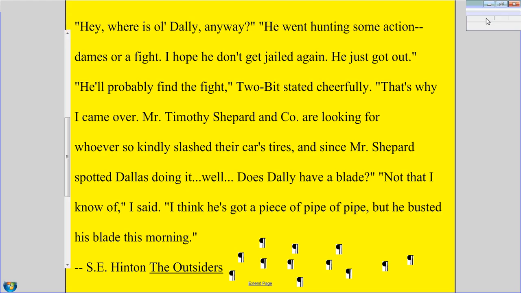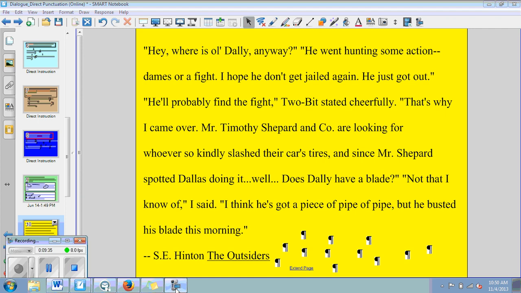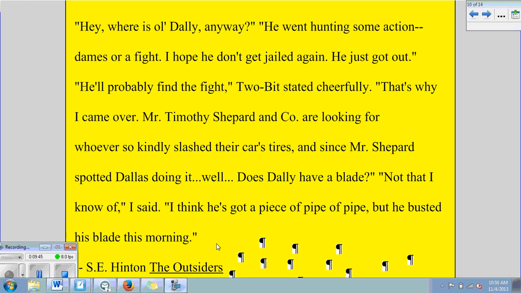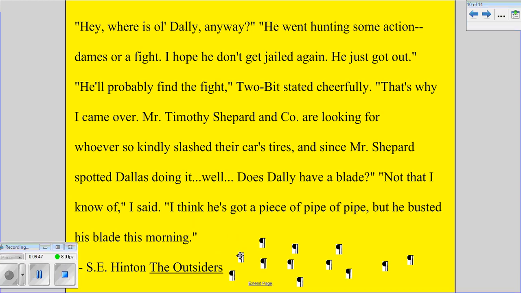All right, so if we were going to look here at this example, you're going to see a piece from The Outsiders. So we have to determine where the new speakers are and where our punctuation would be. "So hey, where is old Dally anyway?" Well, that's a new person talking, so I know that I have to have a paragraph there.